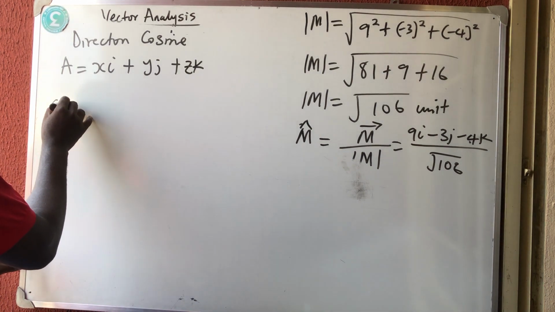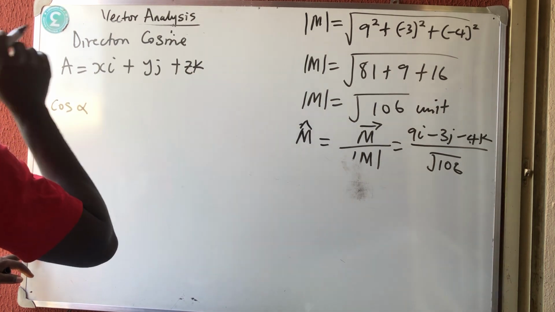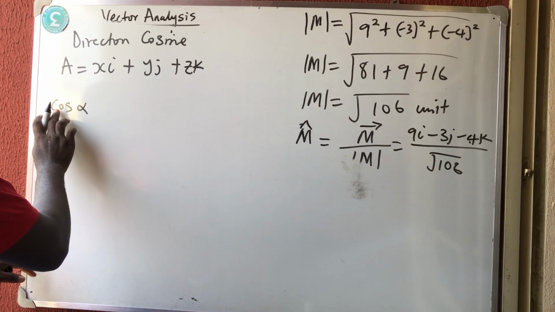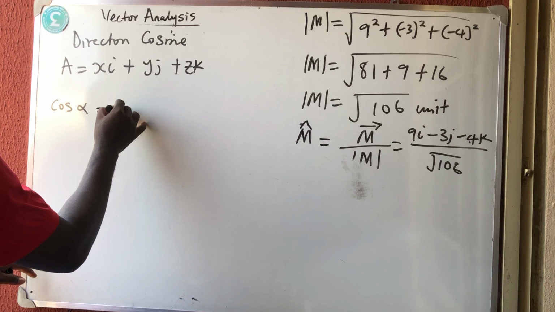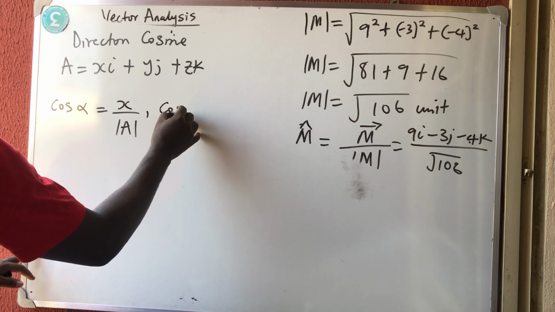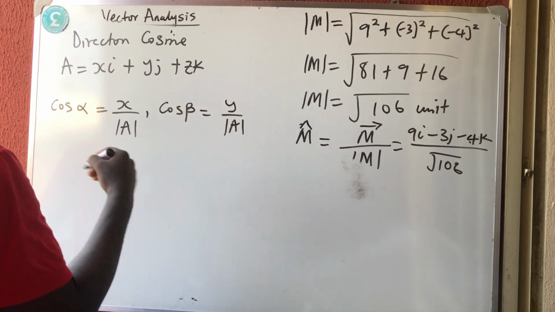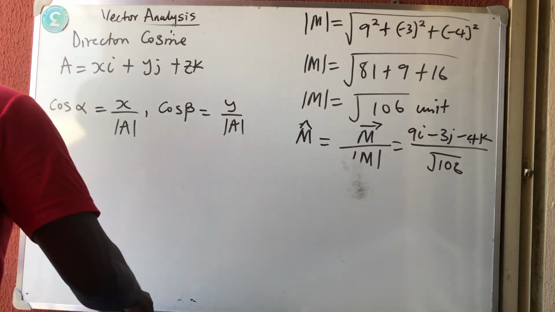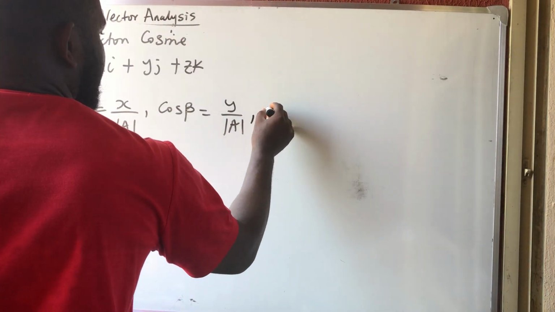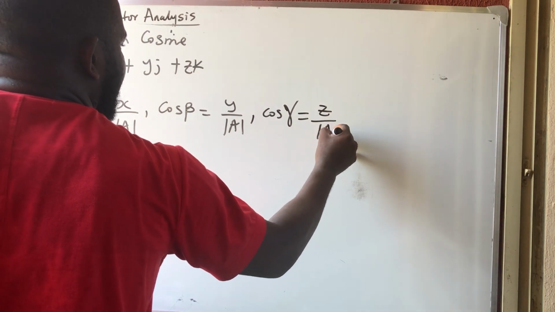So I can call it cos alpha. Let me use alpha for this one, beta for this one, and gamma for this one. So the direction cosine of the first component is cos alpha, which is equal to x over the magnitude of a. Then cos beta, for the second one, is y over the magnitude of a. Then finally, the last one is gamma: cos gamma is equal to z over the magnitude of a.